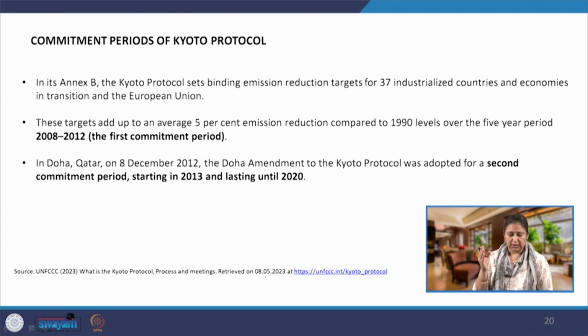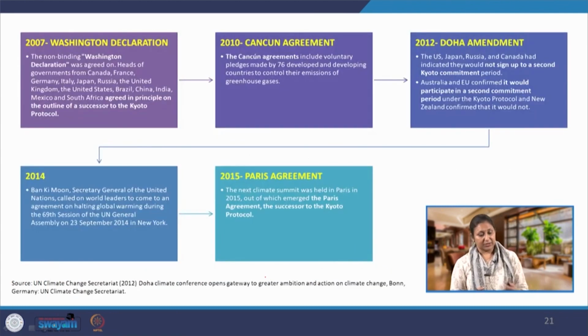So, in 2012 there was an added period agreed in Doha, Qatar, which adopted a second commitment period, which I was mentioning earlier, which started in 2013 and lasted up till 2020. The first commitment period was from 2008 to 2012; 2007 was when the Kyoto Protocol was ratified. Then the second commitment period started from 2013 after 2012, and lasted until 2020.